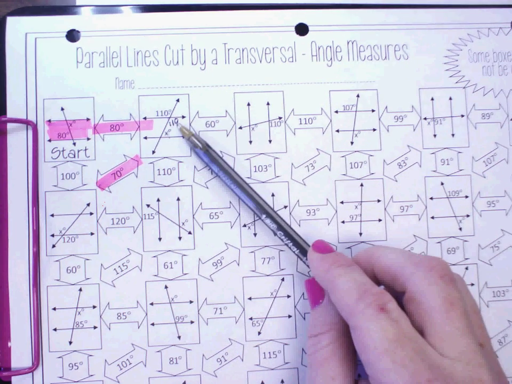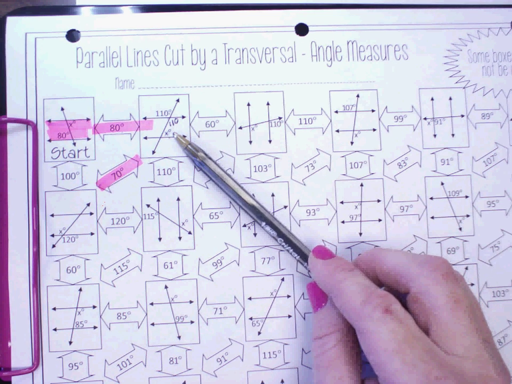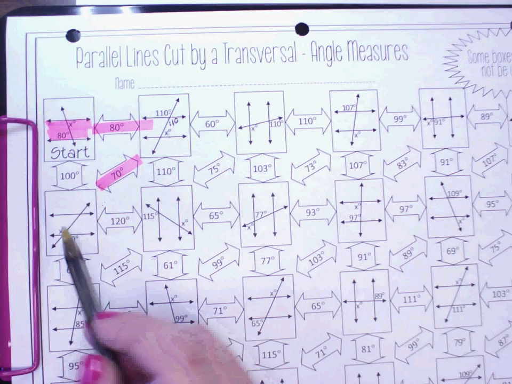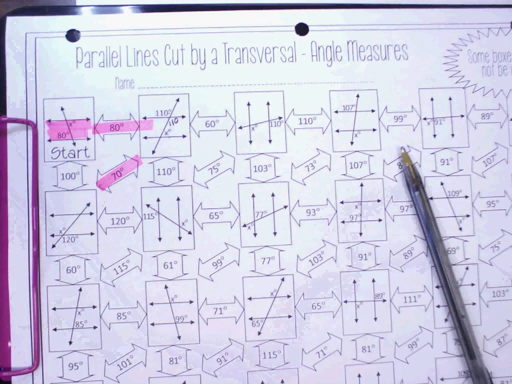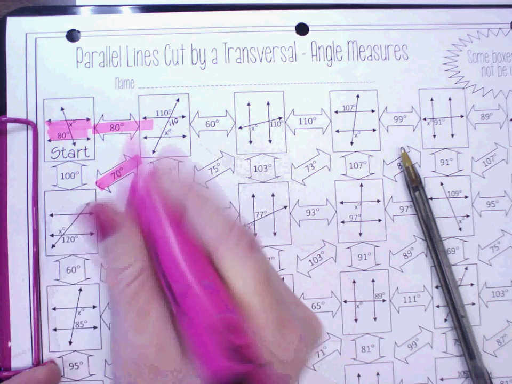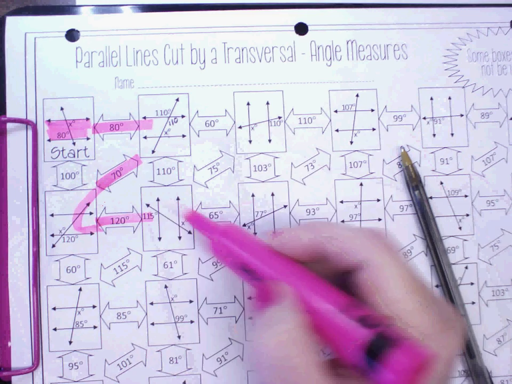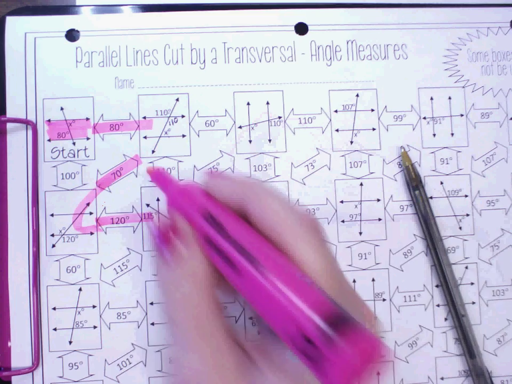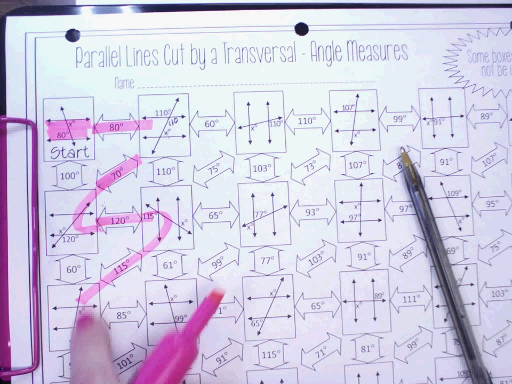Now we come over here. These two are vertical, so they're the same. So that's 120. These two are alternate exterior, so it's the same. They go this way. These two are consecutive, same side interior, so they add up to 180. This is 95, so it goes down.